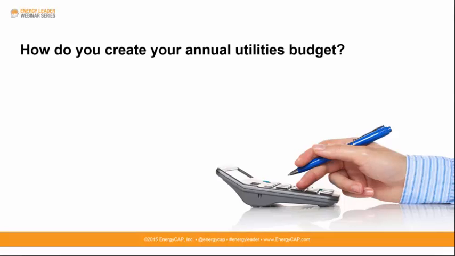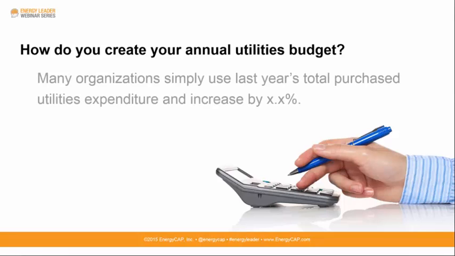So we thought we'd present this webinar to provoke some thinking on the topic, and also to introduce a new tool that we've built into EnergyCAP Online. So how do you go about creating your annual utilities budget? For many organizations, it's pretty simple. They just look at how much they spent last year, and they increase it by some percentage. We spent $5 million last year. We're going to bump it up by 5% this year.